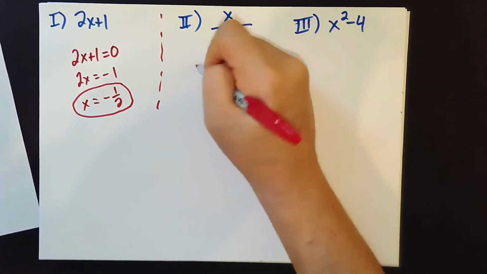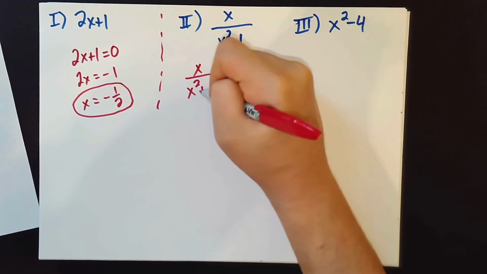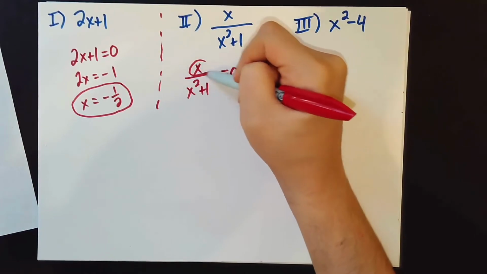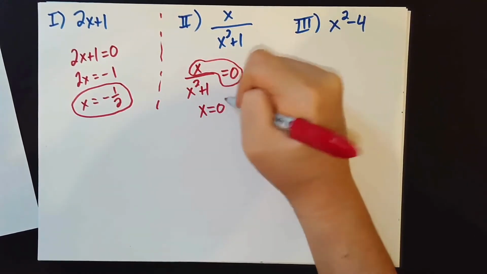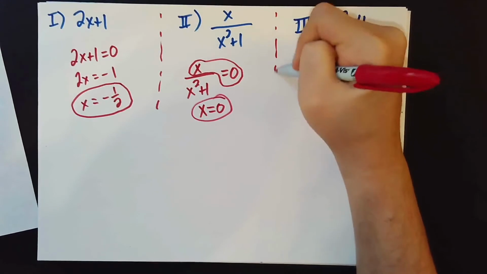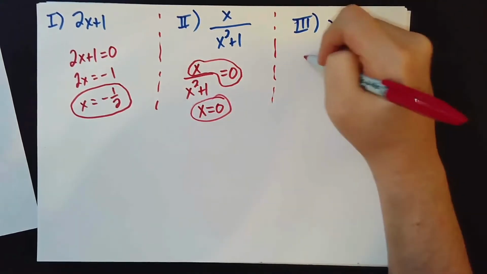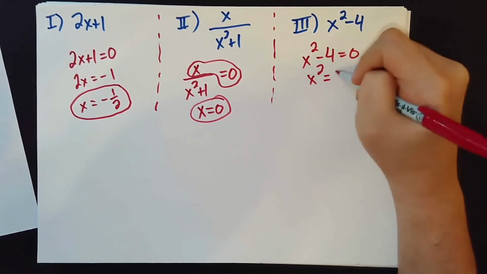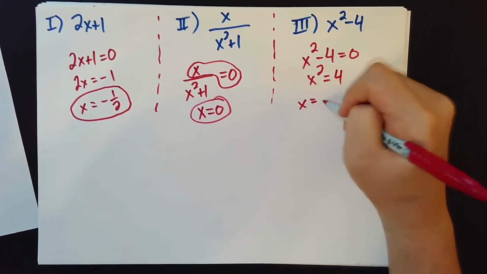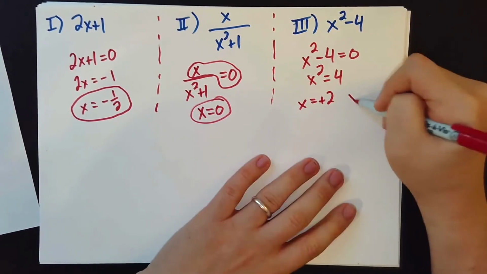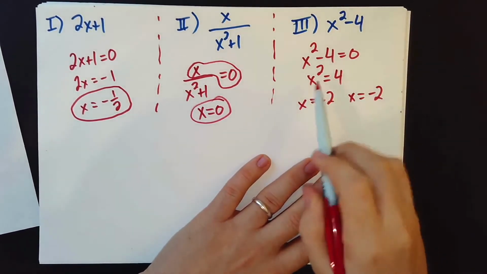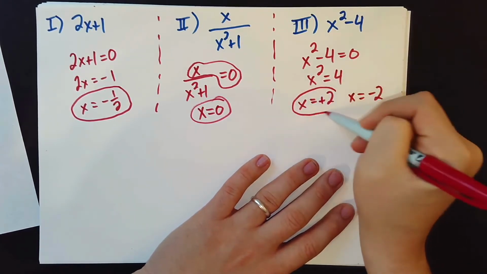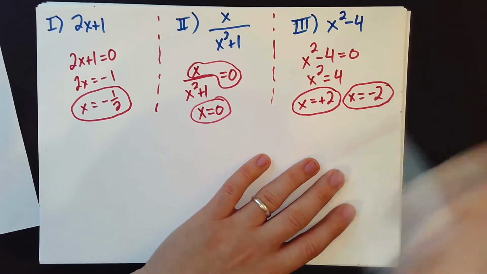When is x over x squared plus 1 equal to 0? Well, this is a fraction, so I only have to look at the numerator, and so this piece is 0 when x is 0. And when is x squared minus 4 equal to 0? Well, x squared is 4, which means x is plus 2 and x is minus 2. Again, don't forget when you have x squared equals something, you're going to get two solutions, a positive one and a negative one.